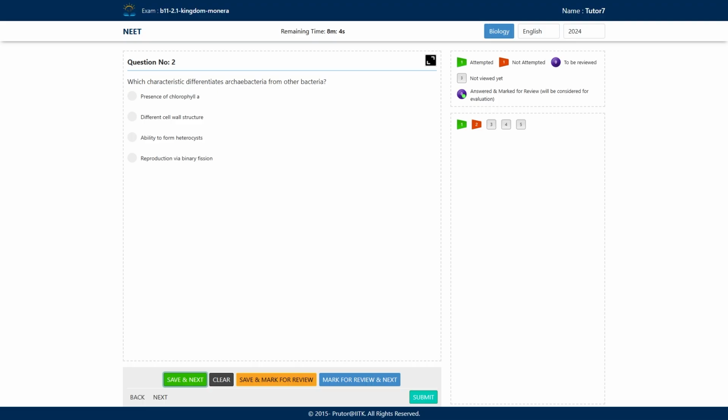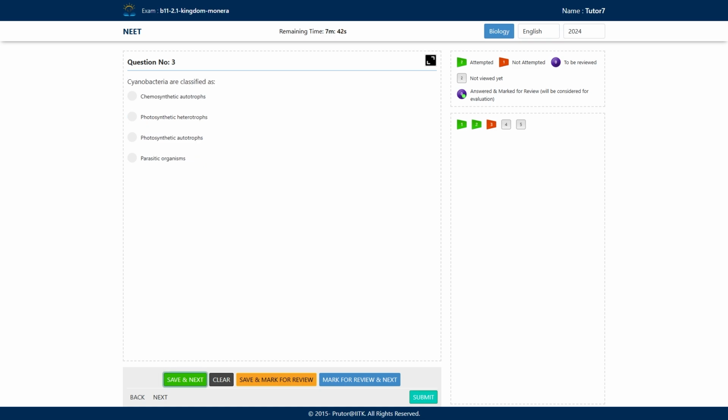The correct answer is different cell wall structure. The cell wall of archaebacteria consists of pseudomurein, some complex polysaccharides or glycoproteins, whereas the cell wall of the eubacteria consists of peptidoglycan. So there is no peptidoglycan present in the cell wall of archaebacteria.